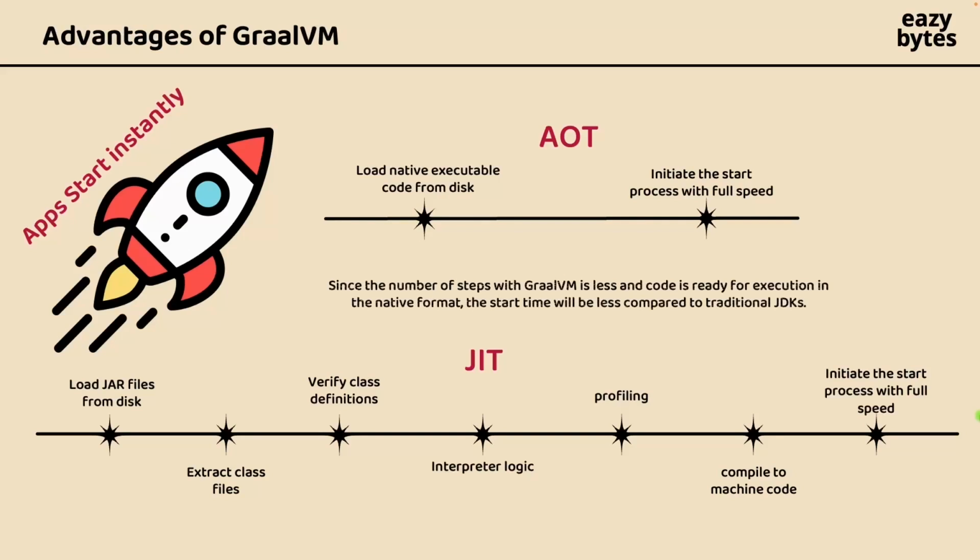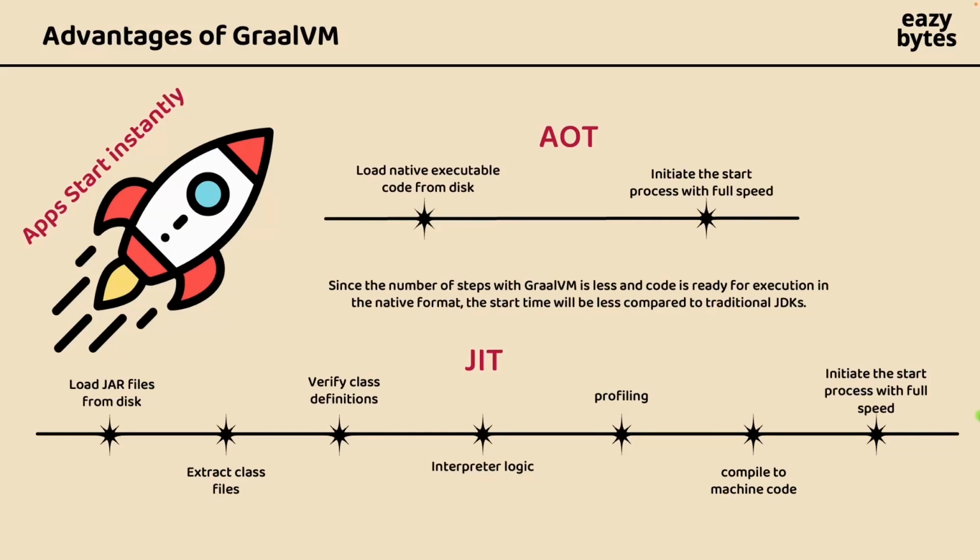So in simple words, since the number of steps with GraalVM is less and the code is ready for execution in the native format, the start time will be less compared to the traditional JDKs. Inside traditional JDKs, you always give the compiled classes or compiled jars to your web server or app server, whereas with GraalVM, you are going to provide directly the natively executable code.